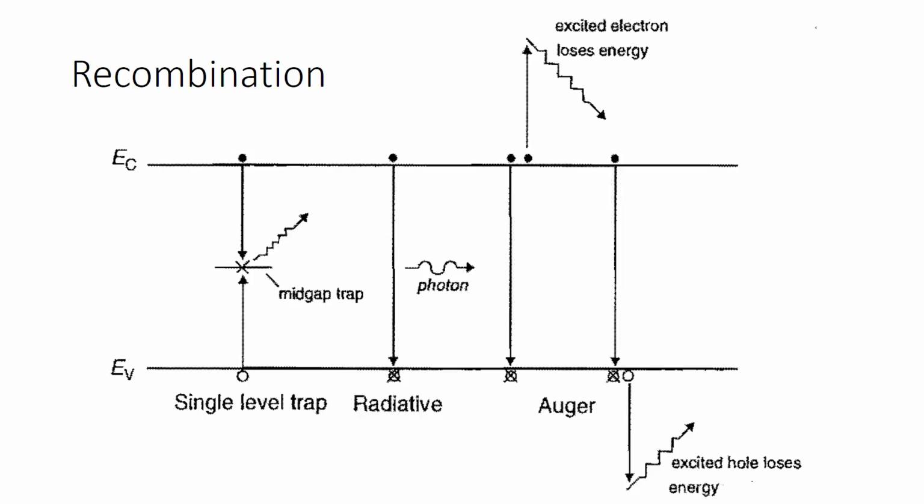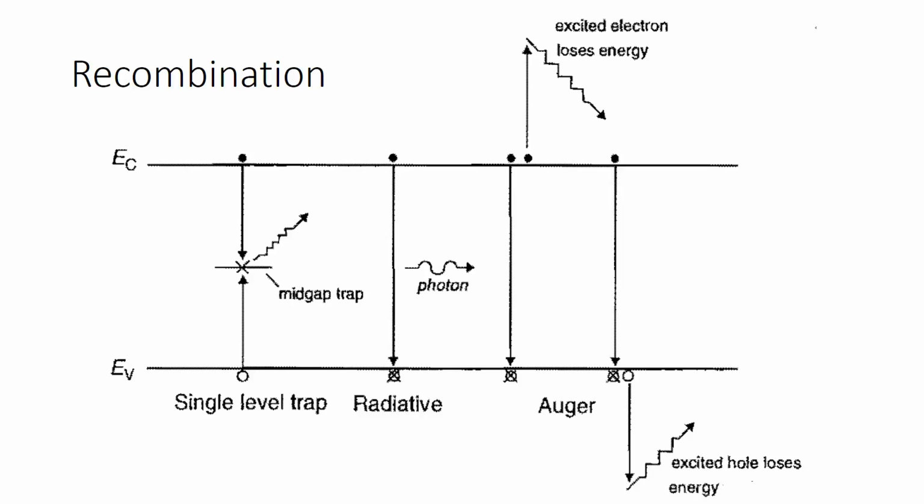The most basic type of recombination is radiative, and this is more or less the opposite of absorption. An electron at the conduction band drops down and fills a hole at the valence band, and the energy is released as light, or a photon. This is how LEDs work.